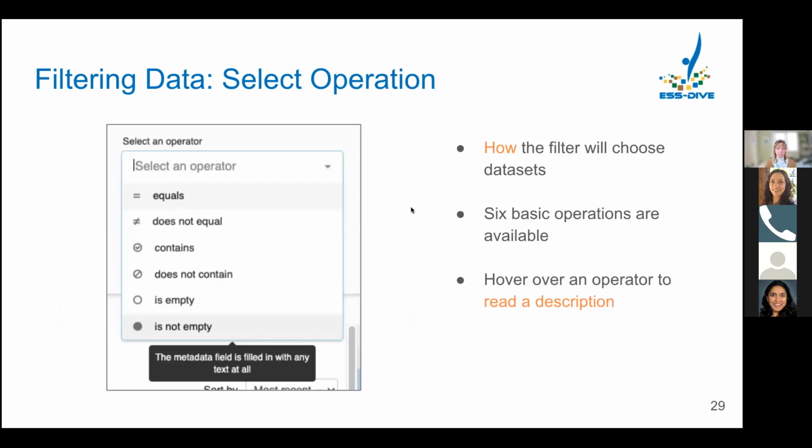Looking at our next component, it's where you choose which operator you want to use, and so this tells the filter how it will choose data sets. As you can see here, it's a list of 6 basic operators. It's pretty straightforward: equals, contains, is empty. And similar to the metadata fields, if you hover over one of the operators, a description will pop up to let you know how the filter will take that information.